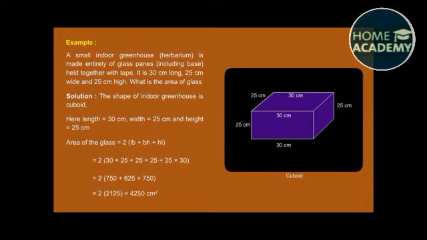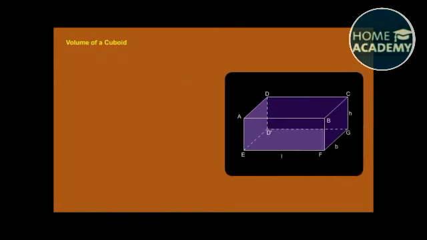Area of the glass is equal to 2 into (LB plus BH plus HL) is equal to 2 into (30 into 25 plus 25 into 25 plus 25 into 30) is equal to 2 into (750 plus 625 plus 750) is equal to 2 into 2125 is equal to 4250 centimeters square. Volume of a cuboid.